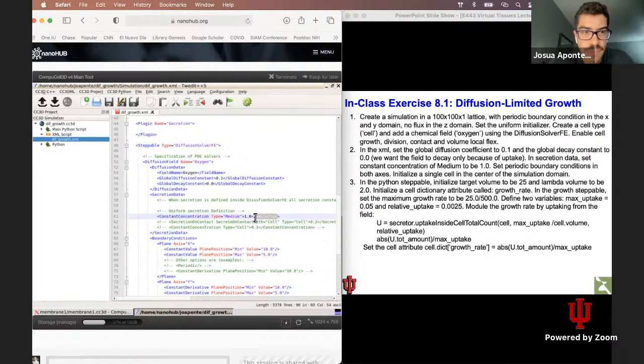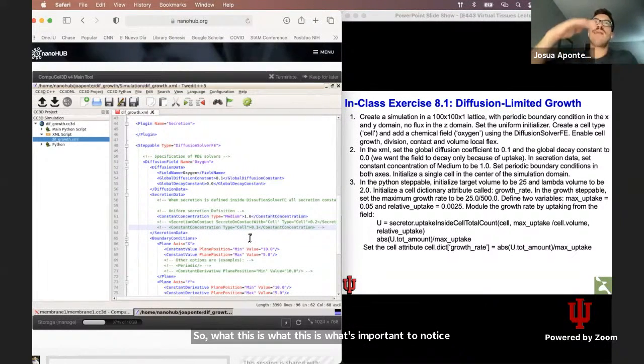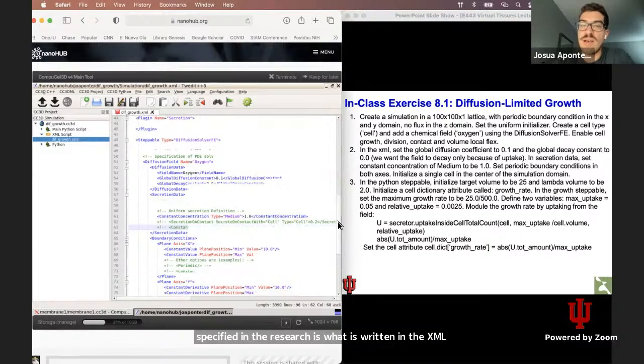I'm just gonna type it. So what's important to notice here is that when you load the Compucell project, there is a lot of stuff that is loaded by default in the XML. And even though you have specified certain things in the wizard, you always have to come back to the XML and the Python steppable to make sure that what you specified in the wizard is what is written in the XML, and that you modify any information as needed.